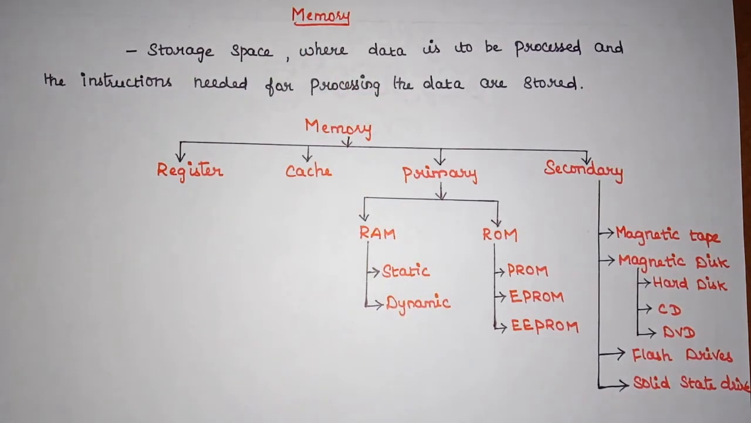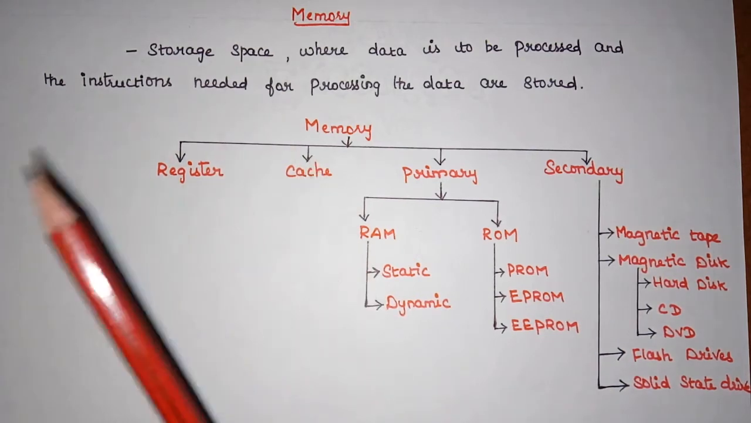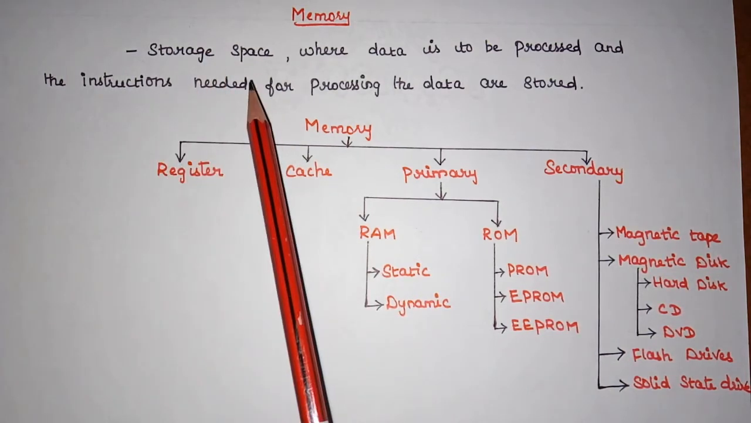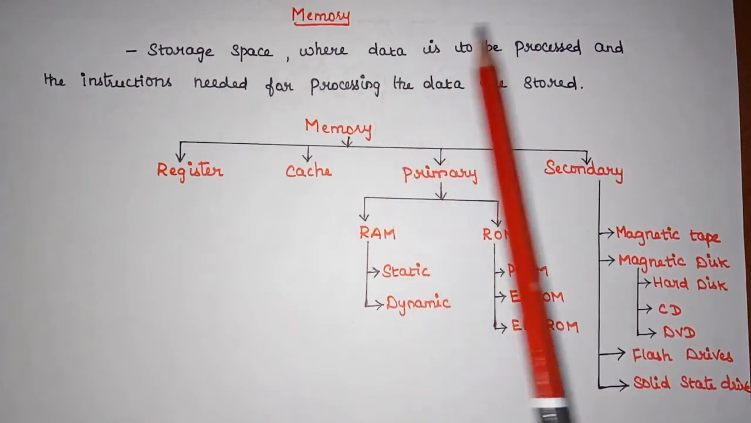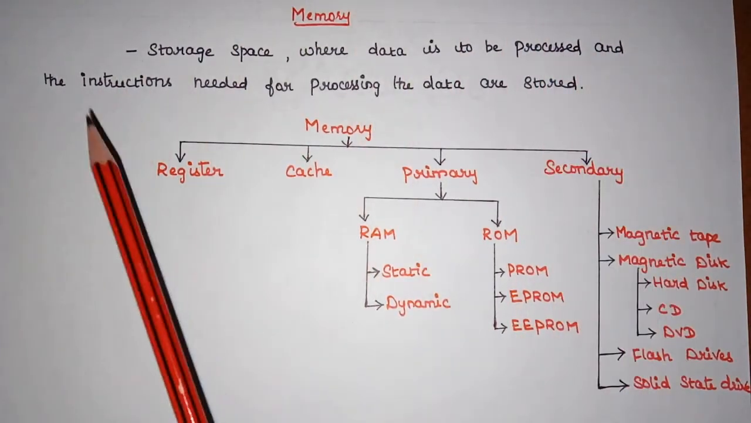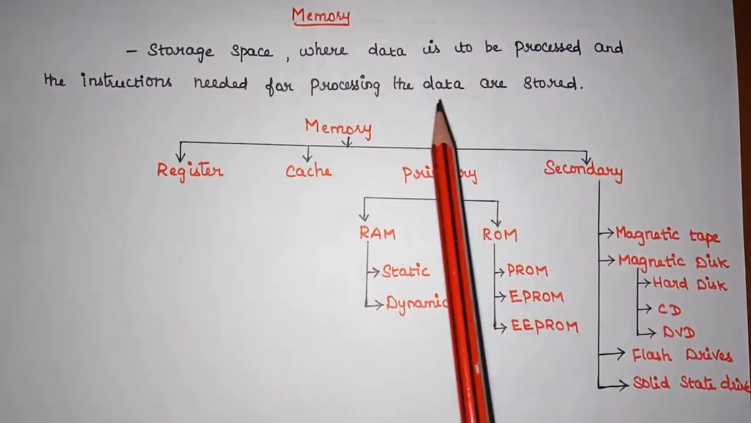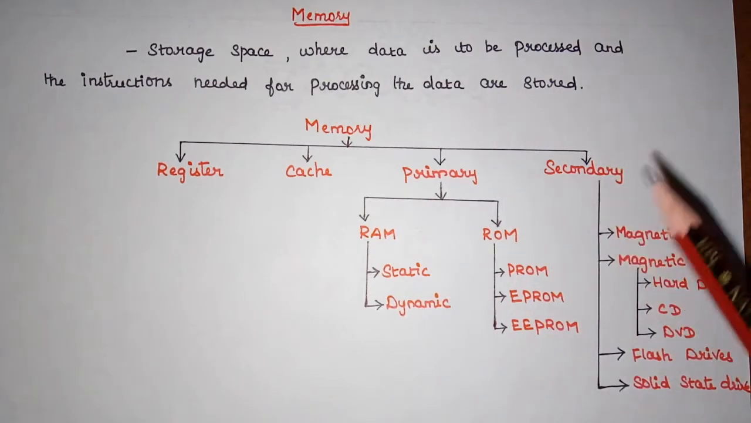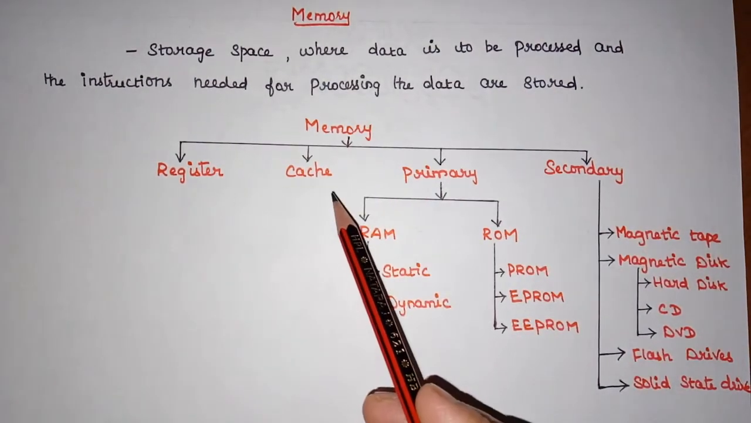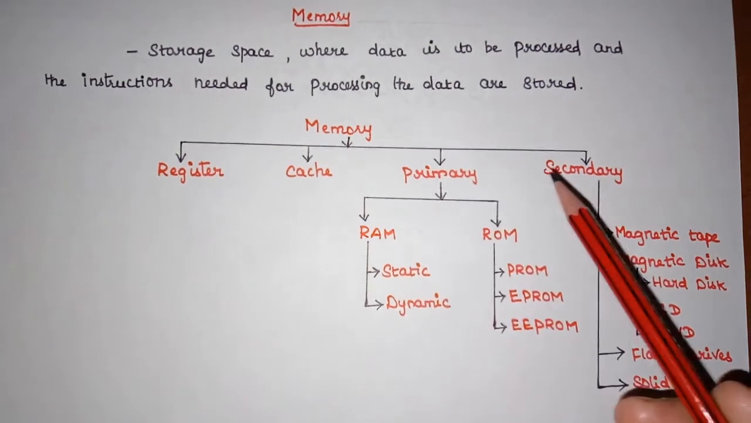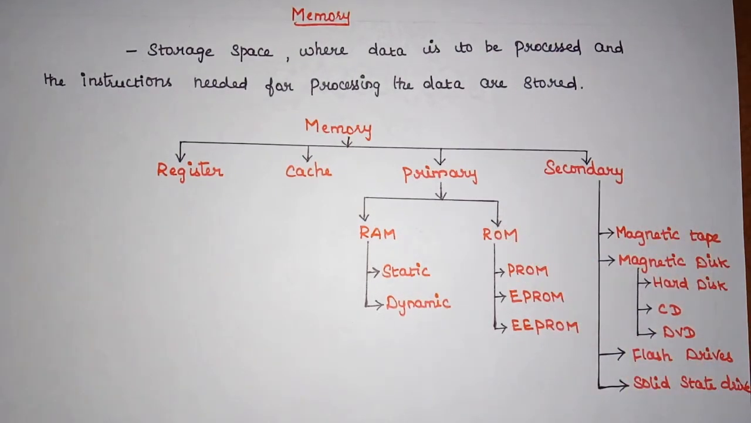So in the previous video, we discussed the central processing unit, where there is a memory unit that consists of a register and cache. The memory unit is generally a storage space where the data that is to be processed and the instructions needed for processing those data are stored. Along with the cache and register, the memory is again classified into primary memory and secondary memory.